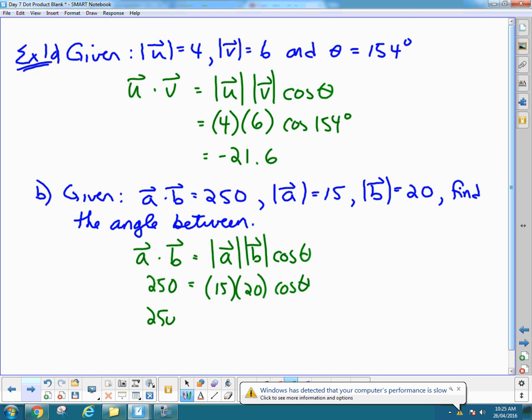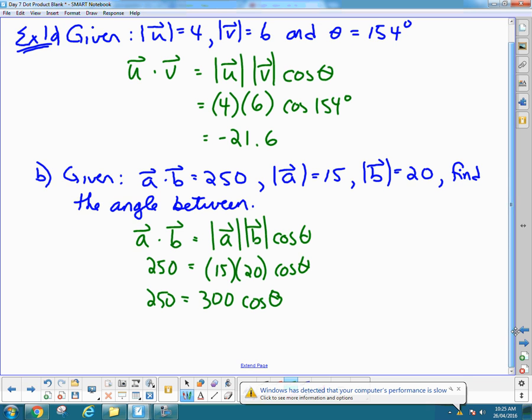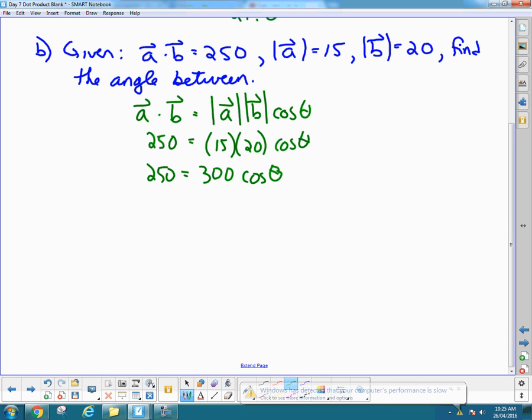So 250 equals 15 times 20, which is 300, cos theta. I want cos theta by itself, so I'll have to divide by 300. Get some decimal, push second function cosine. I'm not going to babysit you through this. There's a couple lines in between there, but we get 33.6 degrees. So it turns out the angle between these two is 33.6 degrees.